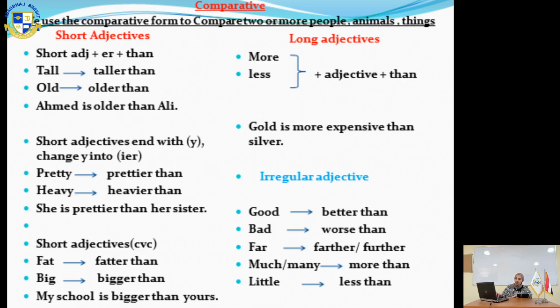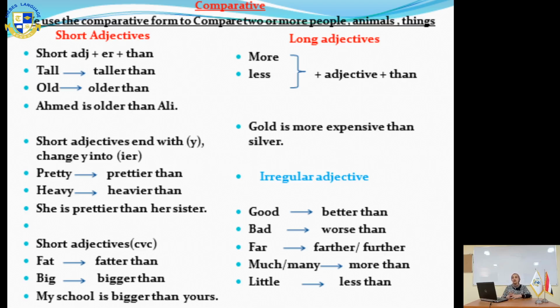For the short adjectives with CVC, what does CVC mean? CVC means consonant, vowel, and consonant. It means that we have a consonant letter, a vowel letter in the middle, then we have a consonant one. So what we have to do here, we have to double the last consonant that we have. For example, we have fat should be fatter than. We have to double letter T. Big, bigger than. My school is bigger than yours.